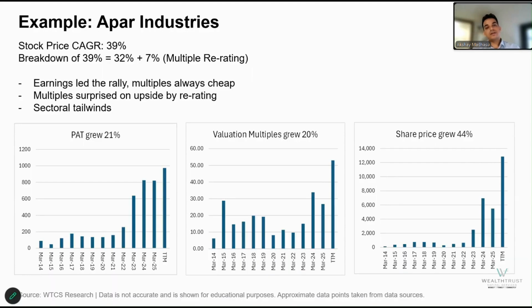This is also because there have been sectoral tailwinds in the recent past, which have led to the increase in multiples. Between 2014 and 2023, the stock never crossed the 20 times earnings multiple mark. However, after the new budget announcements and allocation to the power sector, which led to the sectoral tailwinds, the stock re-rated to 40 times earnings broadly. So that is what has played out in Apar Industries.